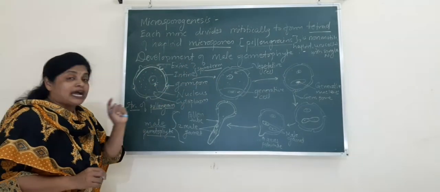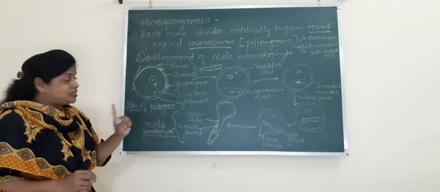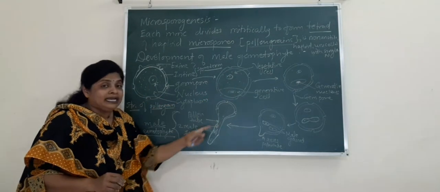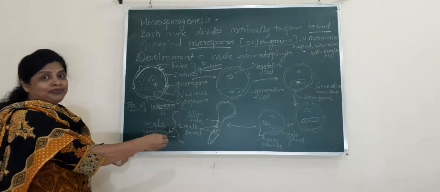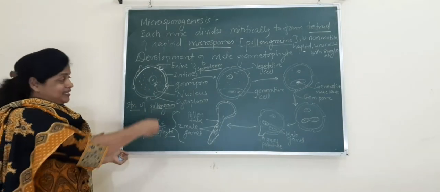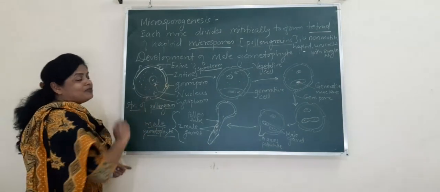Now diagrams are most important. First of all, draw the diagrams clearly, and then write the description. It is the answer to the development of the male gametophyte.